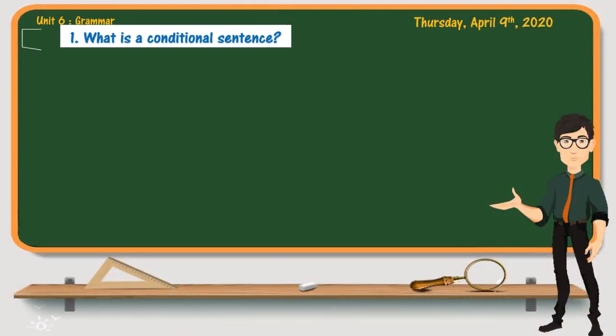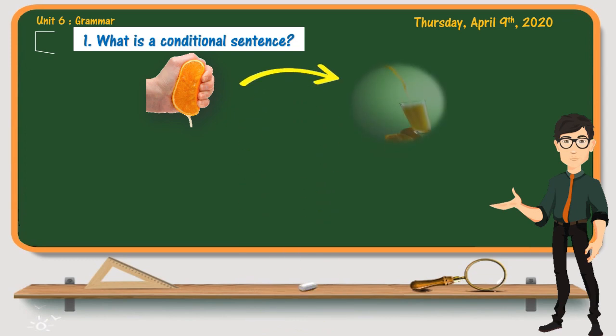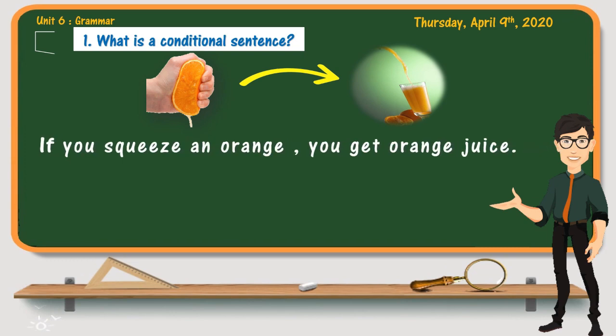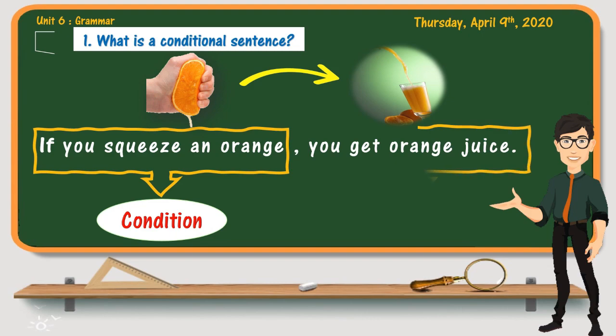For more understanding, let's consider another example. What happens when you squeeze an orange? The result is you get orange juice. So a conditional sentence is, if you squeeze an orange, you get orange juice. Again, the sentence has two main parts. Part number one states the condition, and part number two states the result.